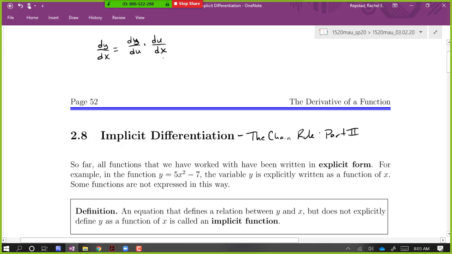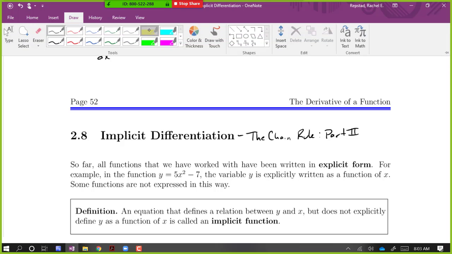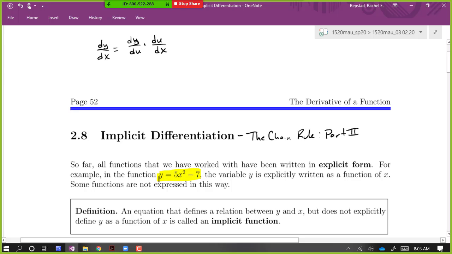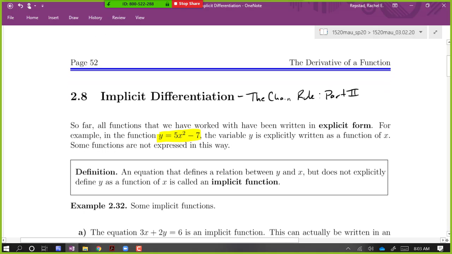Usually, and up until now, all of our functions have been explicit functions. They're functions where, for example, y equals 5x squared minus 7. That is an equation set up where we have y by itself on one side and all of the x's on the other side. So it's set up in a way that just spits out the y as an output once we know what x is. That's what we would say: y is an explicit function of x. An equation that defines a relation between x and y, but does not explicitly define y as a function of x, is called an implicit function.